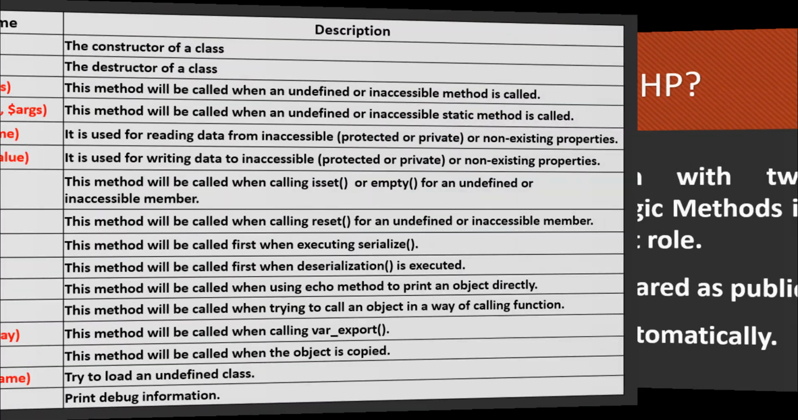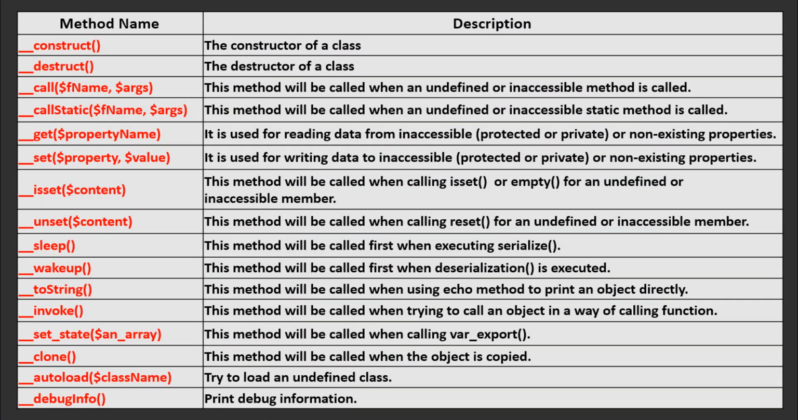Now let's discuss some important magic methods. The first one is the double underscore construct method. This method is also known as the constructor of a class. Similarly, the destruct method is also known as the destructor of a class. I have already uploaded a video on constructor and destructor methods. If you have not watched it, then just check the description box. There you will get this series playlist link.